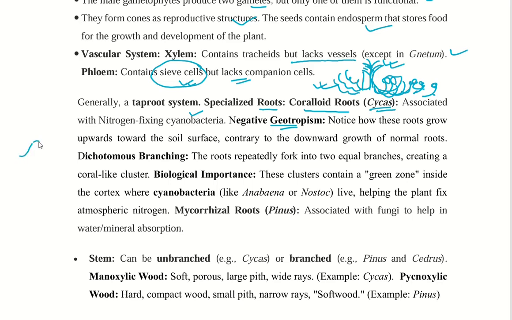Likewise, these coralloid roots are dichotomously branched structures, and the roots repeatedly fork into two equal branches, which creates a coral-like structure. Its main biological importance is that these clusters contain a green zone inside the cortex where cyanobacteria like Anabaena or Nostoc live, which helps the plant to fix atmospheric nitrogen. Likewise, in case of the pinus, there are mycorrhizal roots, which are associated with fungi to help in water and mineral absorption.